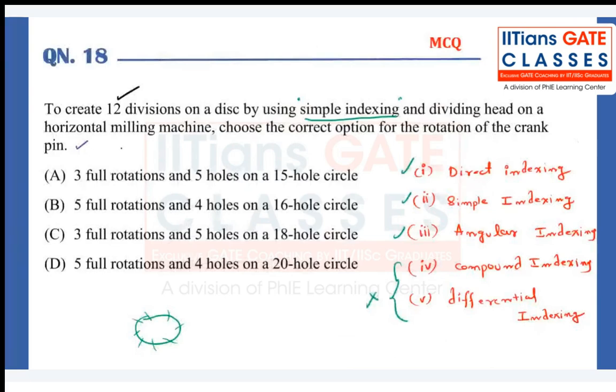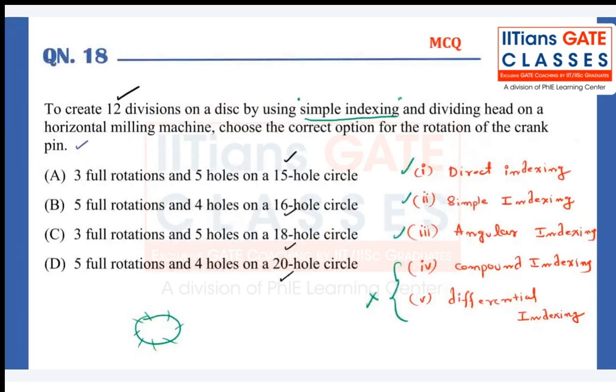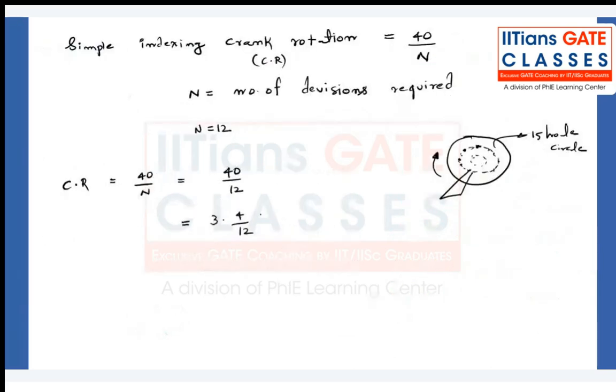But here options are given. What are the options? 15 hole circle, 16 hole circle, 18 hole circle, and 20 hole circle. You have to check. Here you should make sure that your denominator must be 15, 16, 18 or 20. First let us multiply and divide by 5. Then what you get is 3 into 20 by 60. Here I require 4 by 15. So that is the reason why it is 3 into 5 by 15. Can I write it like this?